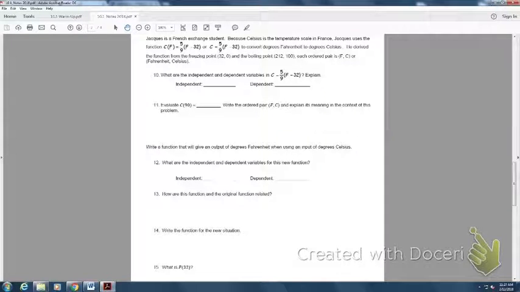Now you need to be able to look at an equation and identify the independent and the dependent variable. Looking at this equation, what is the independent variable? Fahrenheit. That is what is given. He looked at the Weather Channel app, and it says degrees in Fahrenheit. So what is the dependent variable? Celsius.